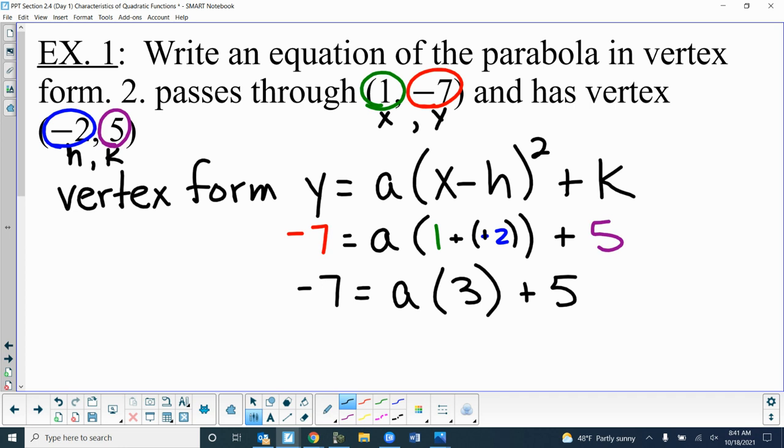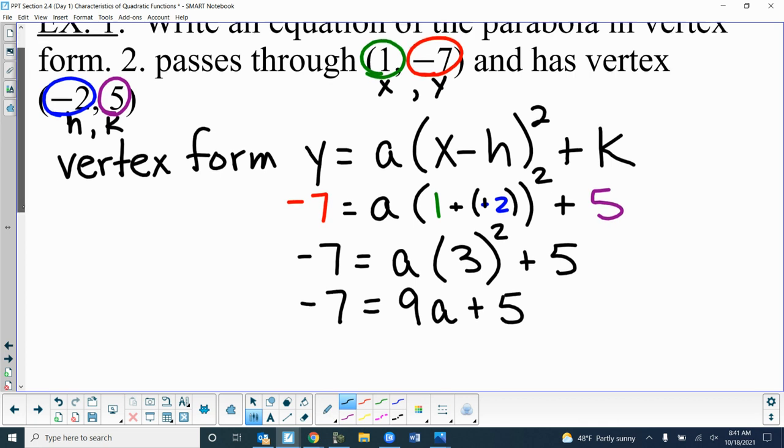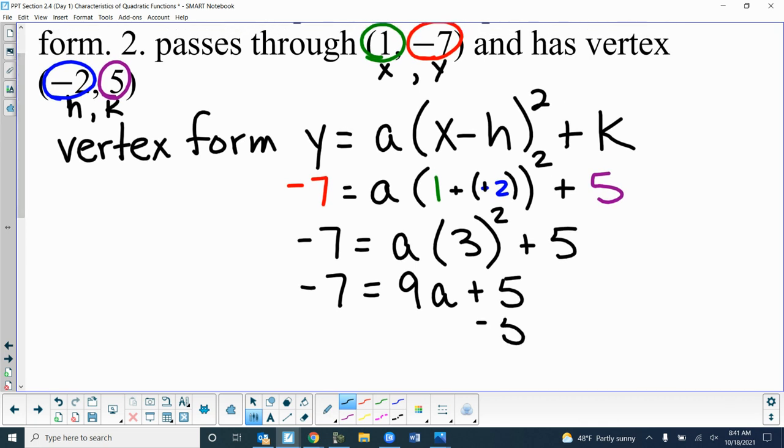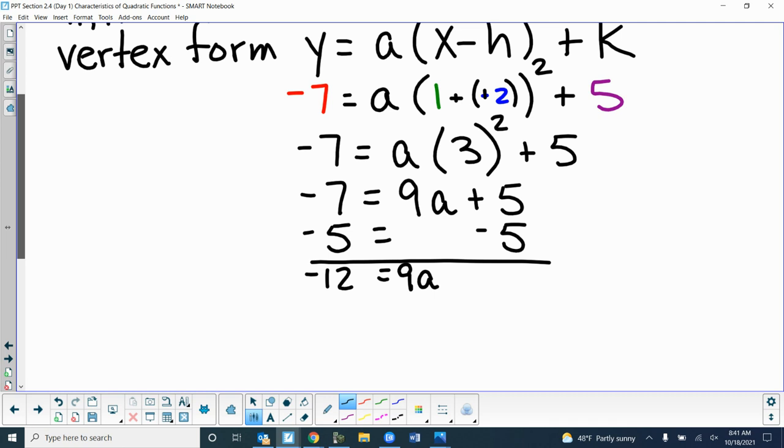What do I got to do now? Oh, I forgot the square. You're right. Thank you. So I should simplify here. 3 squared is 9, right? Here's what we're used to seeing, right? How do I solve for a? Taylor? Good. Subtract 5 first. So I get negative 12. Cindy, what do I do now? Divide by 9. Good. You guys all know this, right?